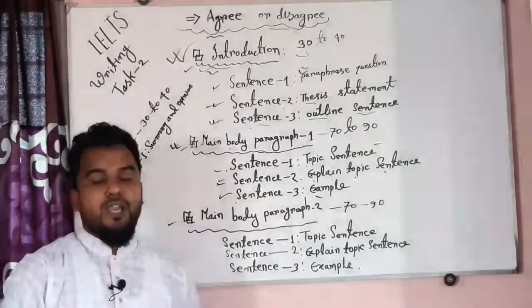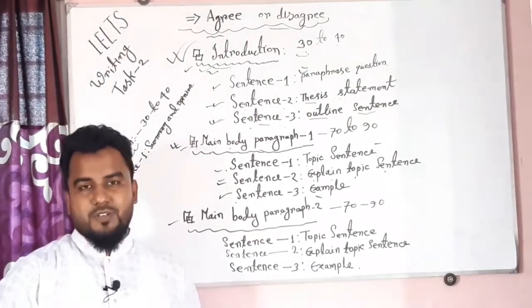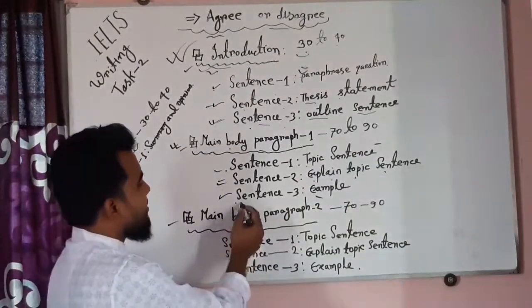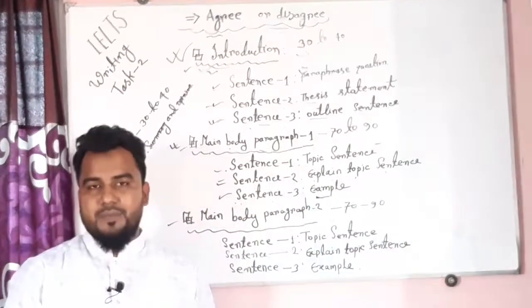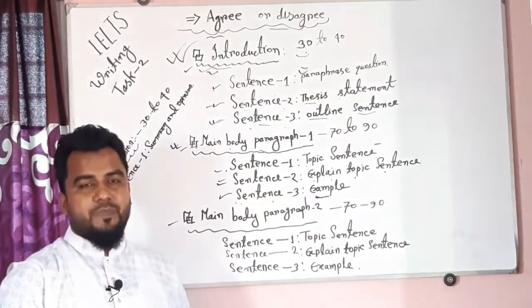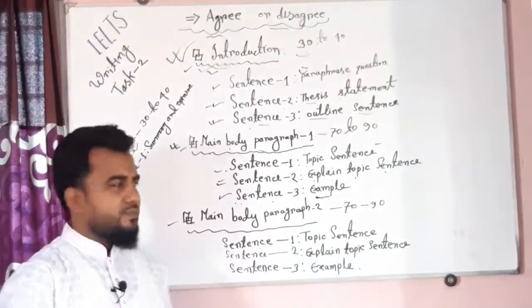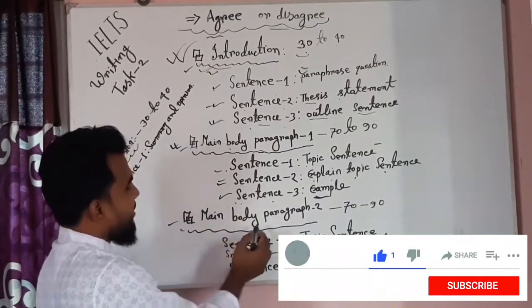In sentence 2, explain the topic sentence: you have to elaborate and enhance the meaning of the topic, and write more and more information about it. Sentence 3 is the example: you give an example related to the topic so that you can understand and realize it. And then main body paragraph 2.